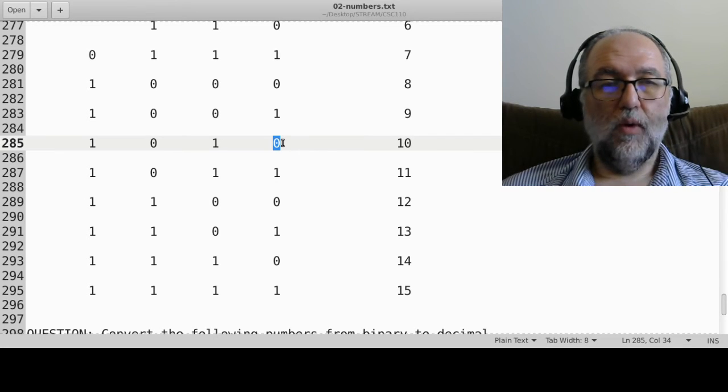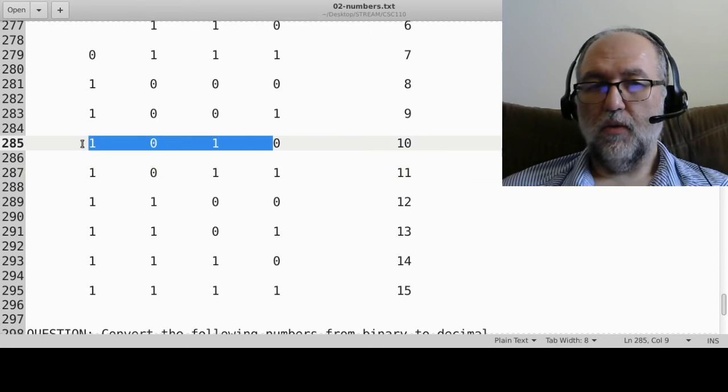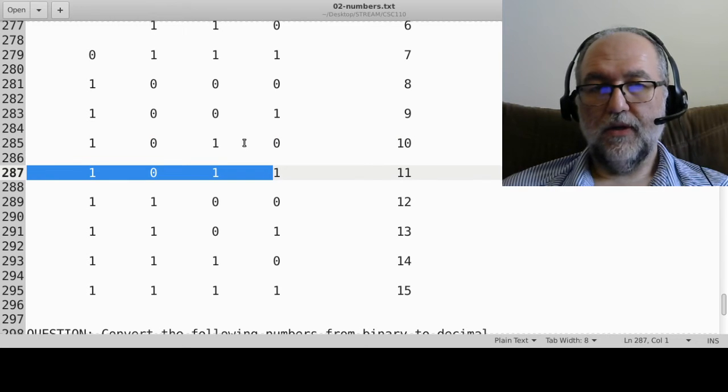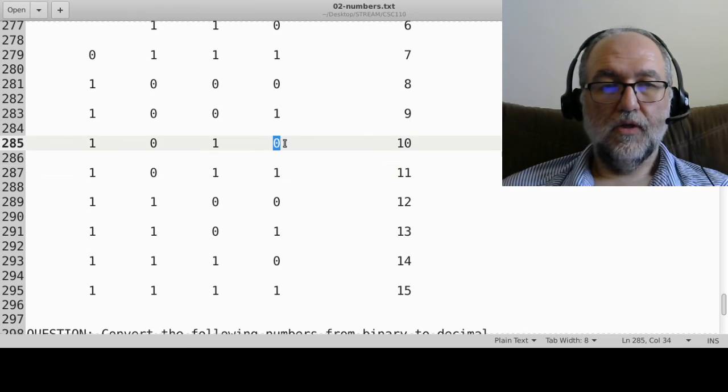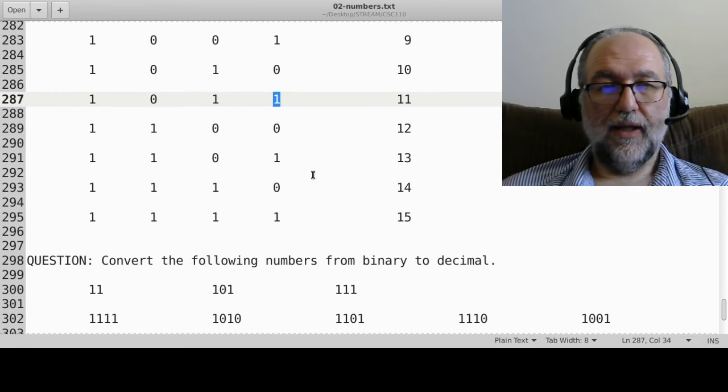So we're at 10, 1, 0, 1, 0. That 0, the next number after 0 is 1, and we didn't cycle, so the rest of this number stays the same. You can see there that piece and that piece. There were no bumps to the left. 0 goes to 1, that's it, no more bumps to the left. So that's 11. 1, 0, 1, 1 is 11.